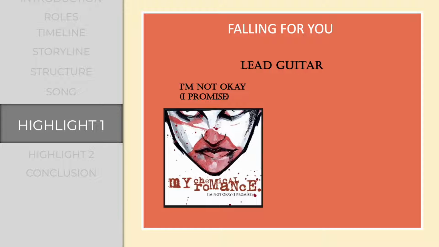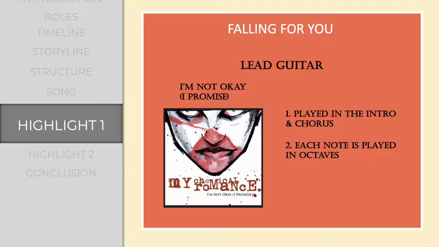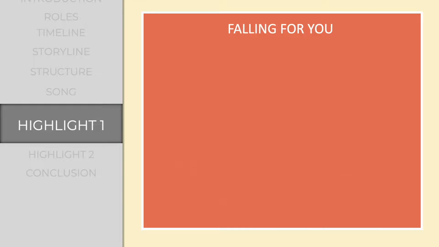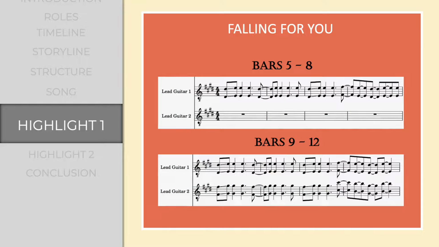There are a few features of riffs in hard rock that I attempted to implement in my own riff. One is that it is played in the intro and the chorus. Another feature is that it is played in octaves in order to sound more aggressive and sound like a bass. And finally, it is catchy, which allows the audience to feel the uplifting atmosphere. This is my riff for Falling For You.